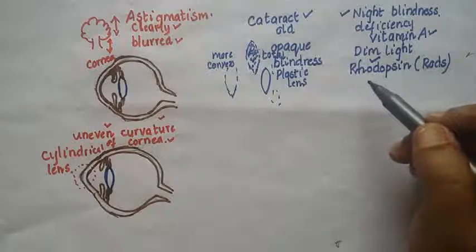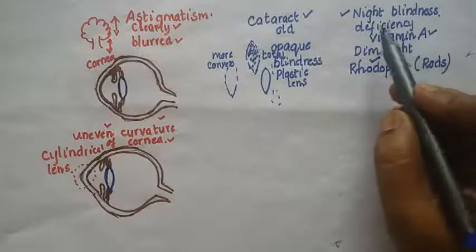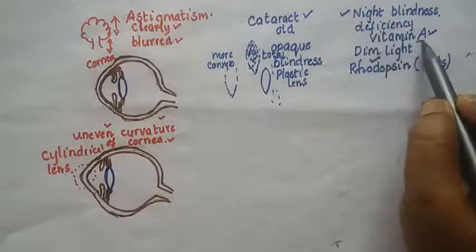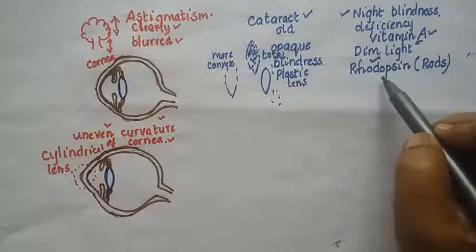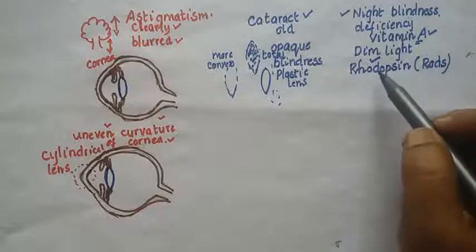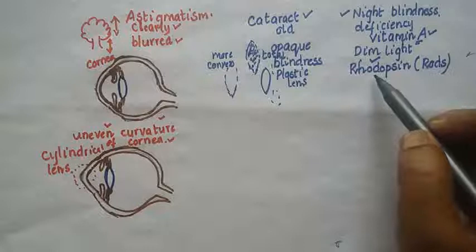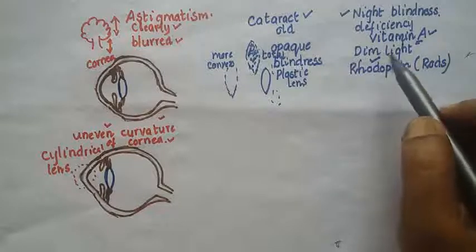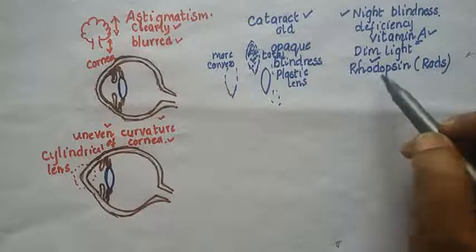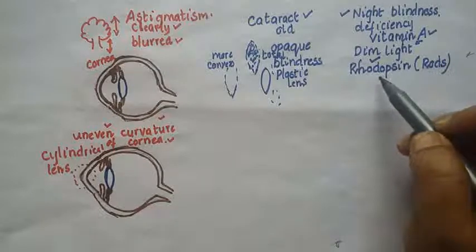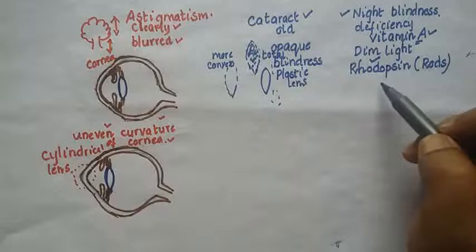Okay, so in that situation, if a person has a deficiency of vitamin A, there is no regeneration of rhodopsin in his eye, so he cannot view the objects in that dim light. So hence, we have to consume the food which is rich in vitamin A so that there is a production of rhodopsin, which enables us to view the objects in the dim light.